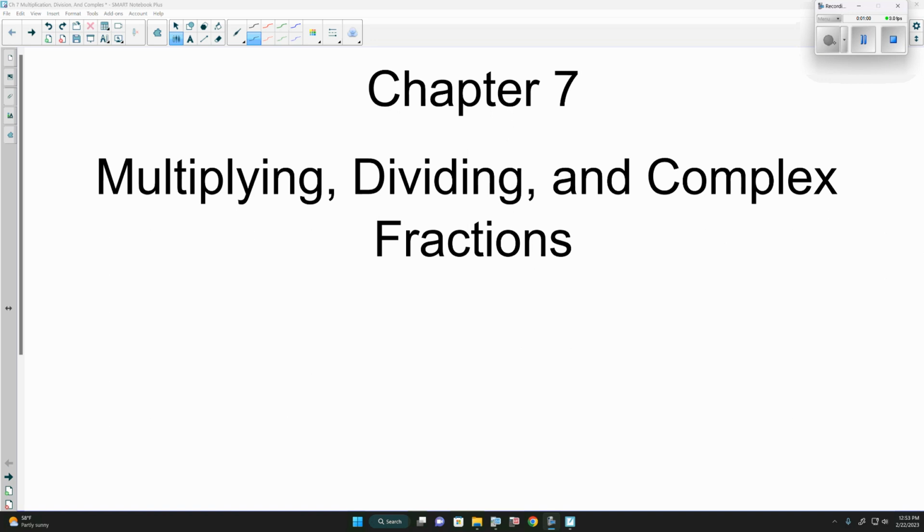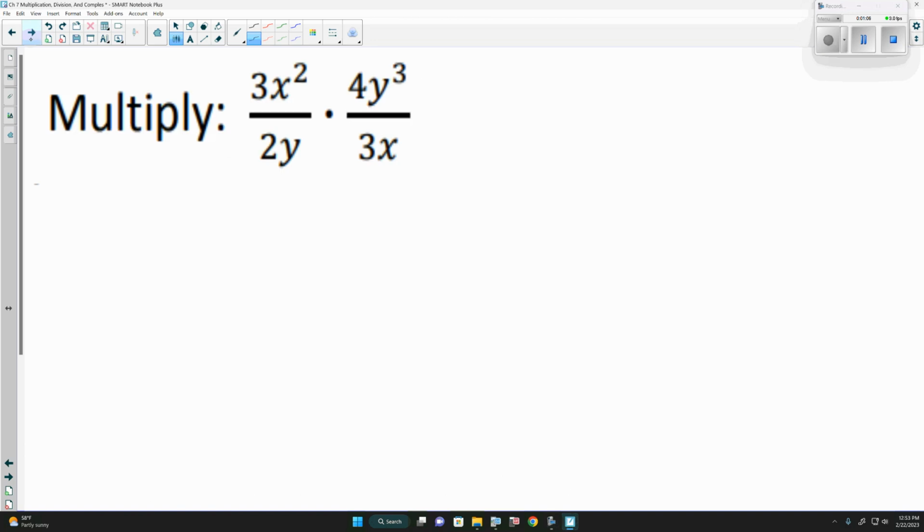So we have that. Now today, we're working on multiplication, division, and complex fractions. So we're going through this here today. We'll finish it up tomorrow. Now multiplying two fractions, the first thing we need to do is factor each of the numerators and each of the denominators completely, then multiply them together.